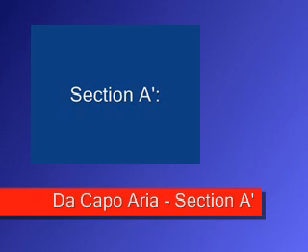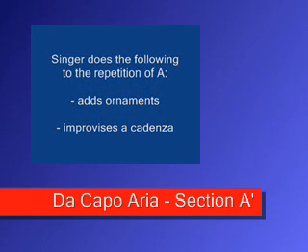Now let us catalog the contents of the A prime section and compare them with those of the A section at the beginning of the work. Basically, the singer does the two following things to the repetition of A. First of all, the singer adds ornaments to it. By ornaments, I mean short, fast notes.